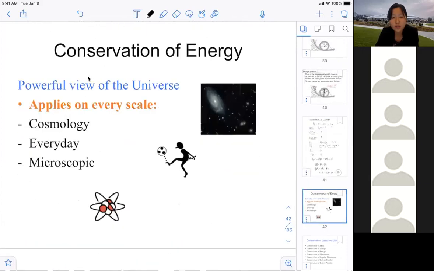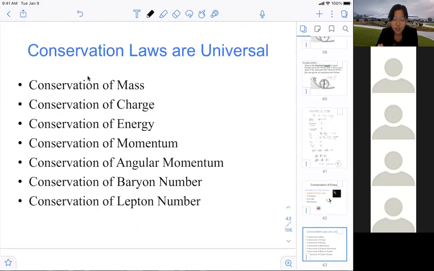The conservation of energy law is a powerful view of the universe. It applies on every scale, from a big cosmological scale to your everyday life scale to very, very small, tiny microscopic scale, and applies everywhere. And I've talked about this a little bit already. The conservation of mass is simply that mass cannot be created or destroyed. It's simply going from one form to another, right? You can have a solid become liquid, but the total mass remains constant.